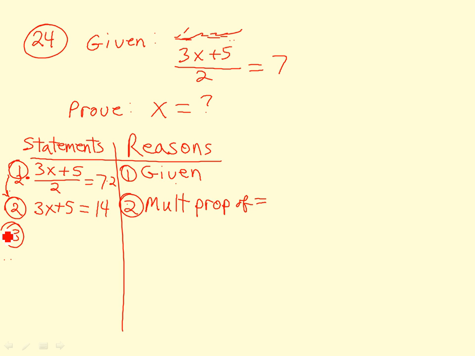What do we do after that? Subtract 5 on both sides. What's that leave us with? 3x equals 9. What property or rule did we use there? Subtraction property of equality. Subtraction property of equality.